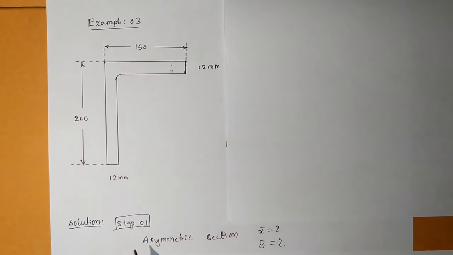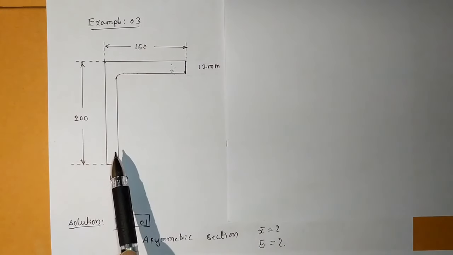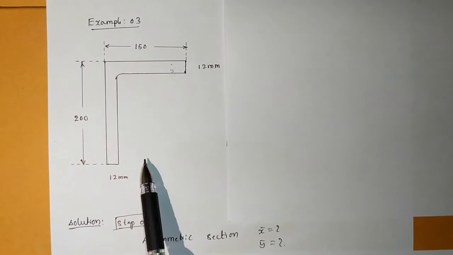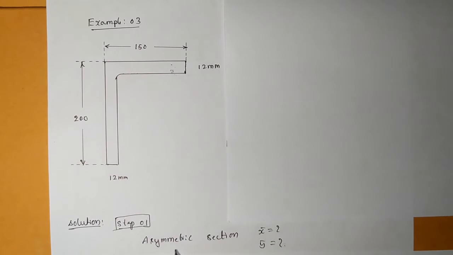What is the first step? First step, we have to identify the axis of symmetry. This L section is neither symmetrical about the horizontal axis nor symmetrical about the vertical axis. This is an asymmetrical section. For this one, we have to find out both x bar and y bar.